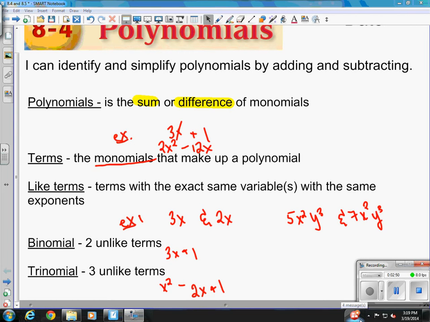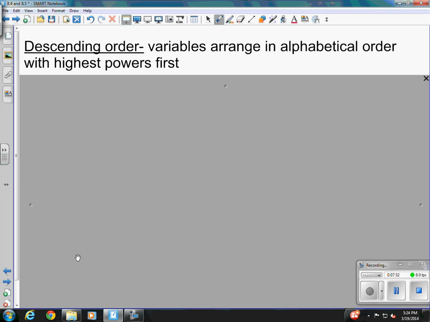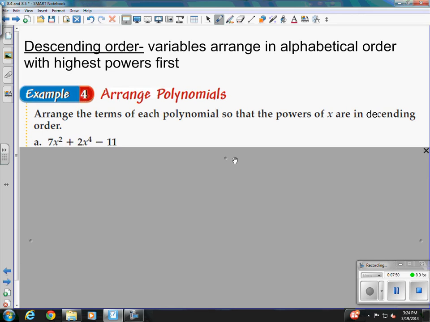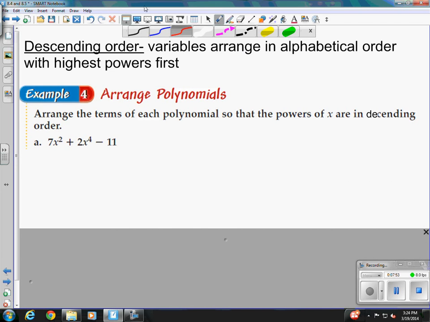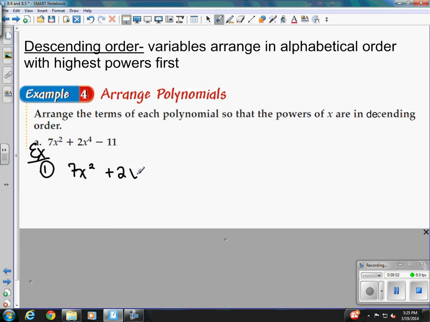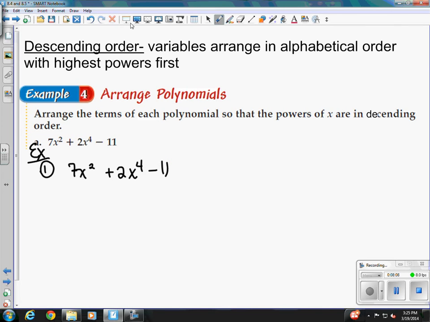Okay, and now that we have our vocabulary, let's look at some examples of polynomials. Polynomials are written in descending order when variables are arranged in alphabetical order, with the highest powers first. Now, the coefficients don't matter as far as descending order goes, just the variable and the highest powers. So for example 1, we're given 7x squared plus 2x to the fourth minus 11. And we're asked to arrange the terms of each polynomial so that the powers of x are in descending order.